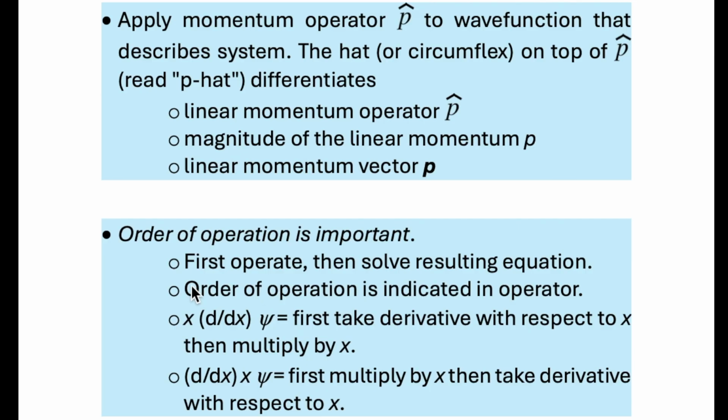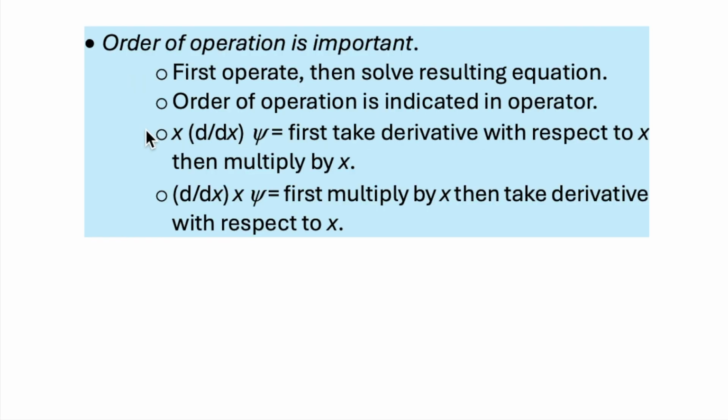So if we have a system that looks like this, we've got our wave function, we always move across this way. So if we have this written down, we're first going to take the derivative with respect to x, then we'll multiply by x. Whereas written this way, first multiply by x, and the result that you get, take the derivative with respect to x on that.